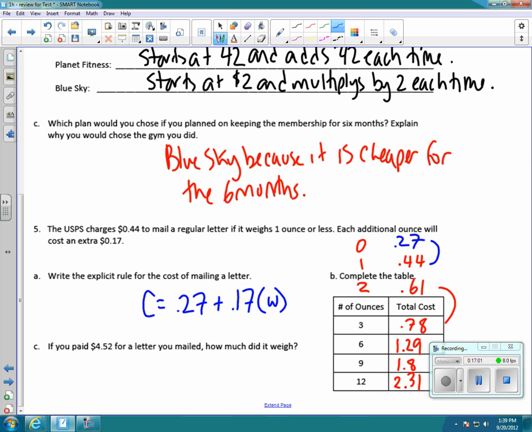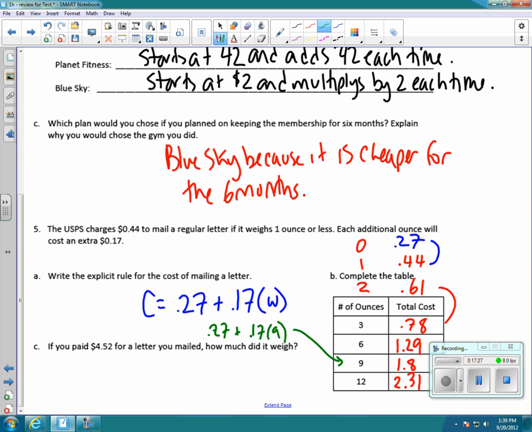And you have to check that this actually works. If we plug in, for example, 9 into our equation, we can check this right here. Does 0.27 plus 0.17 times 9 work? Let's just check on my calculator. 0.27 plus 0.17 times 9, and I get 1.8, which is the right answer. So my pattern does work.